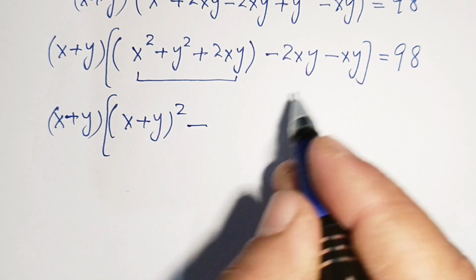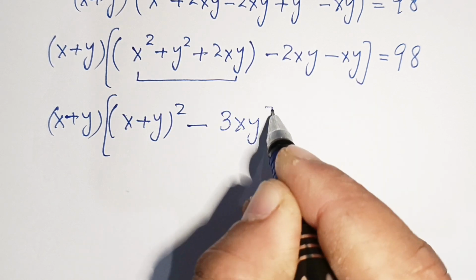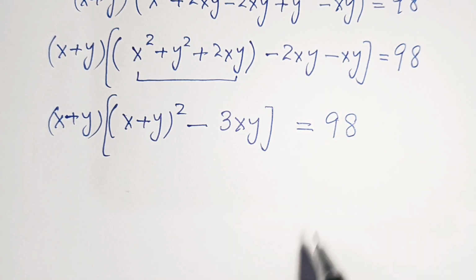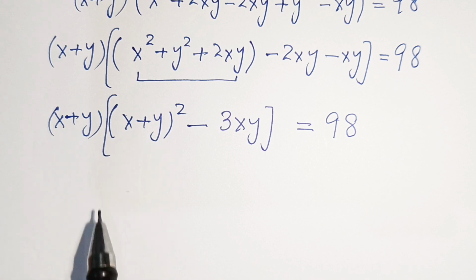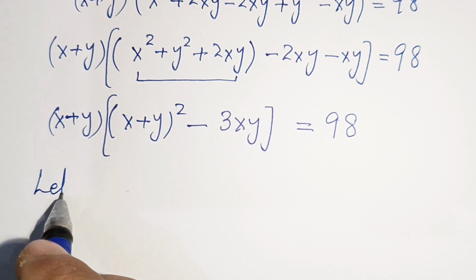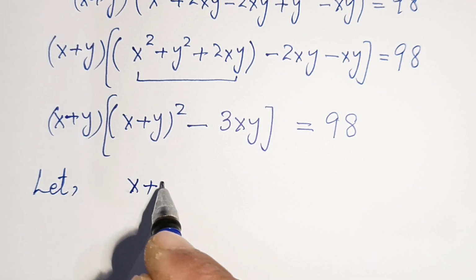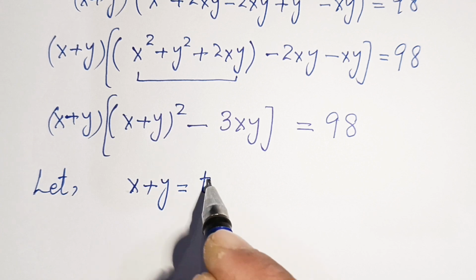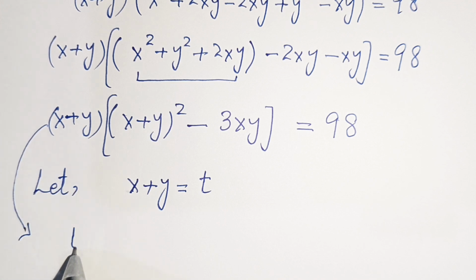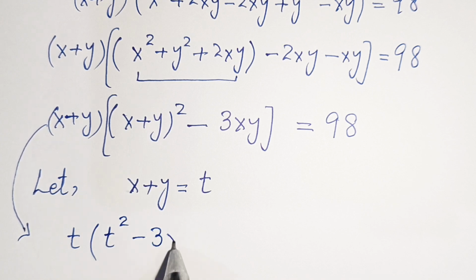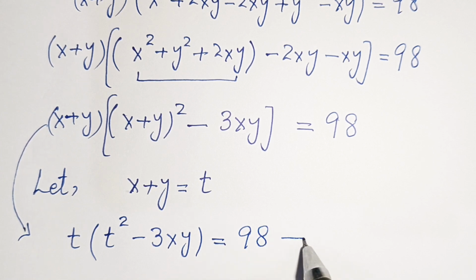Now here minus 2xy minus xy, we will get minus 3xy is equal to 98. Now here we see that x plus y and x plus y are like expressions, so let us suppose this x plus y is equal to t. So here it will be x plus y, which is t, times, substituting this value, we get t squared minus 3 times xy is equal to 98. Let's say it is our equation number 1.